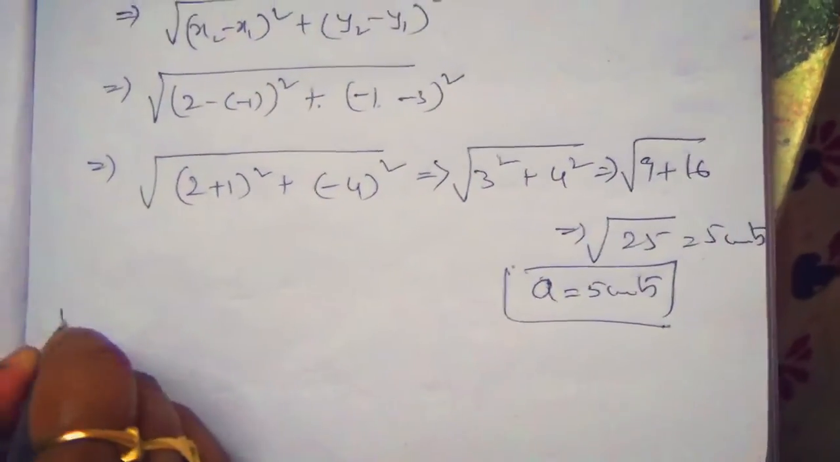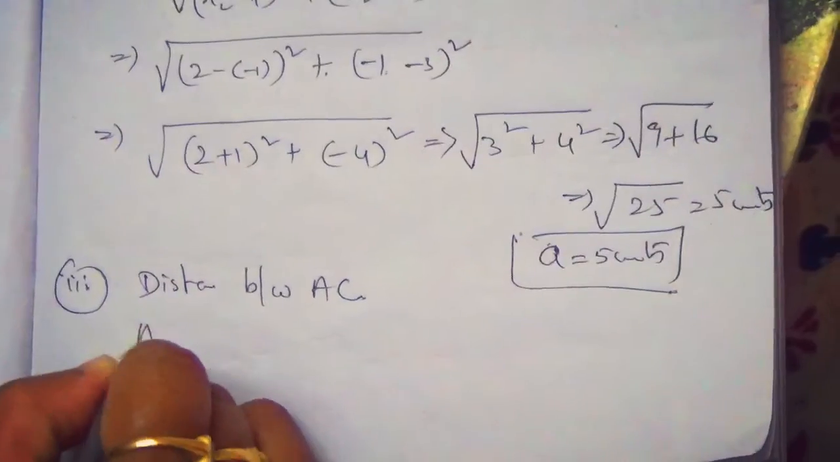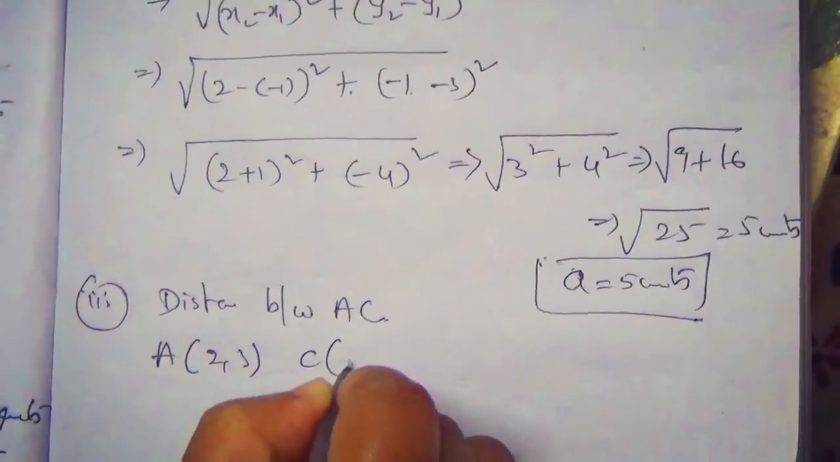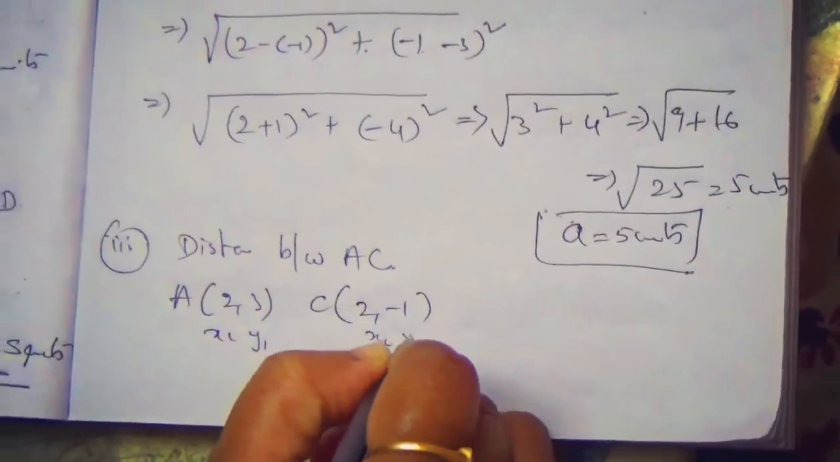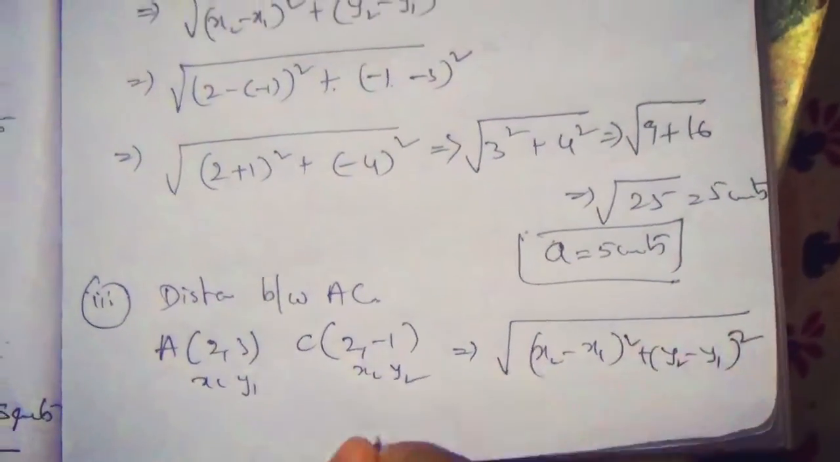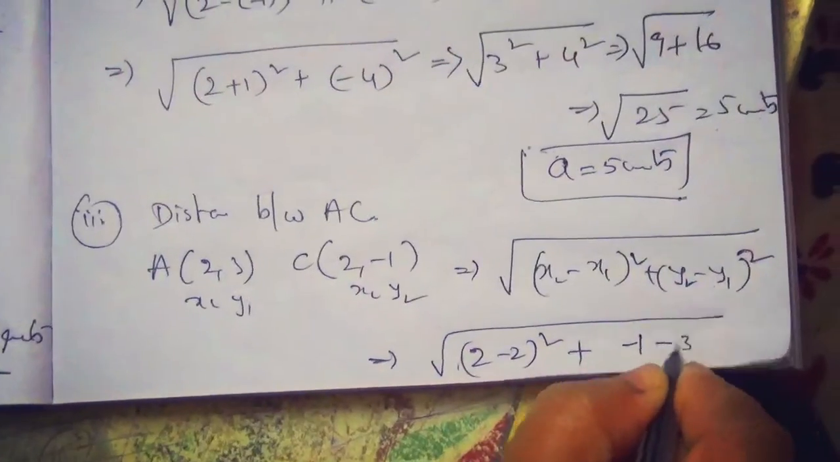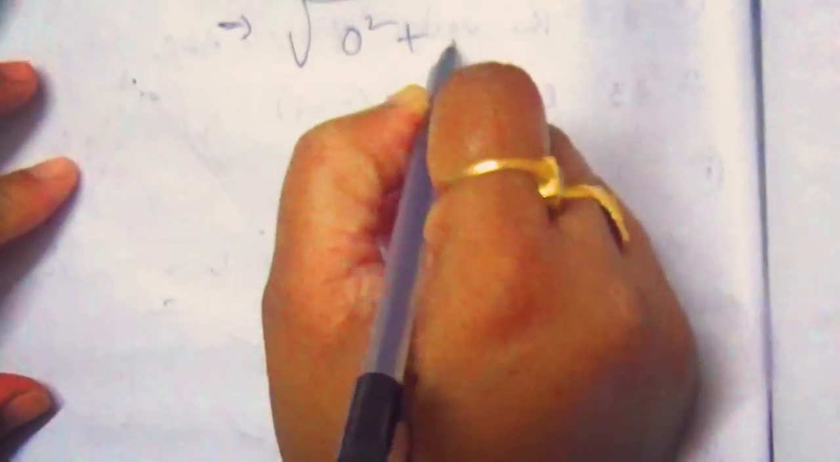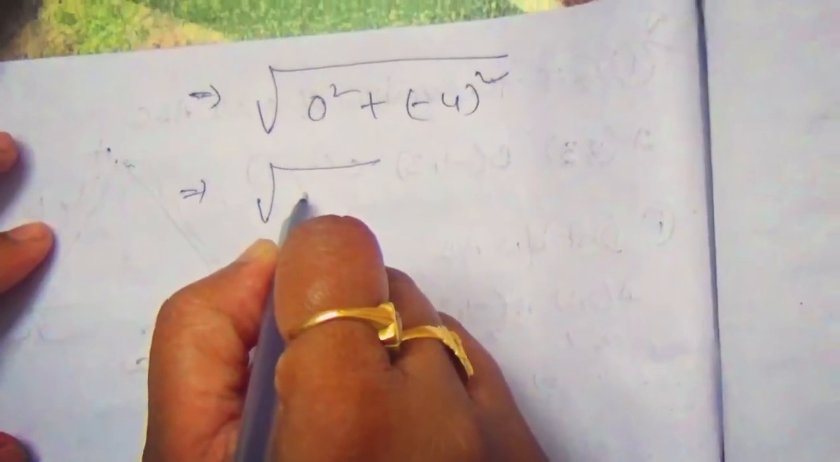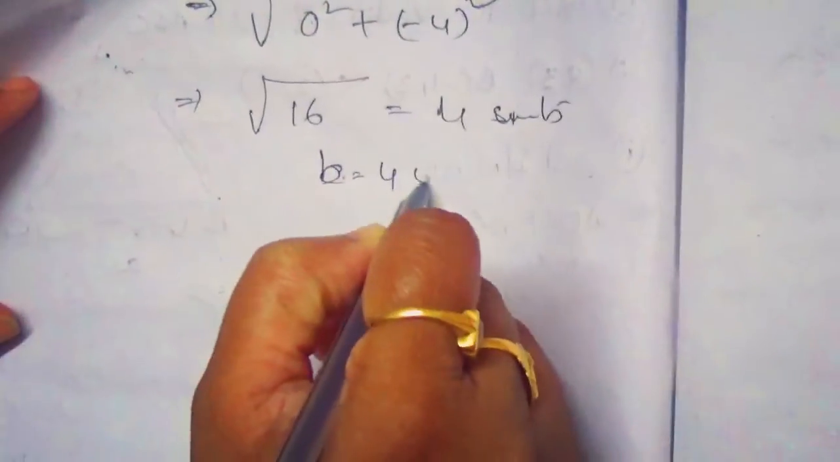Okay, the next sum, that is the third one, the distance between AC. A is (2, 3), C is (2, -1). With x1, y1, x2, y2, what is the distance formula? Square root of (x2 - x1) whole square plus (y2 - y1) whole square. That implies square root of (2 - 2) whole square plus (-1 - 3) whole square, which is square root of 0 square plus (-4) whole square. That is 16, so the square root is 4 units. So B is equal to 4 units.